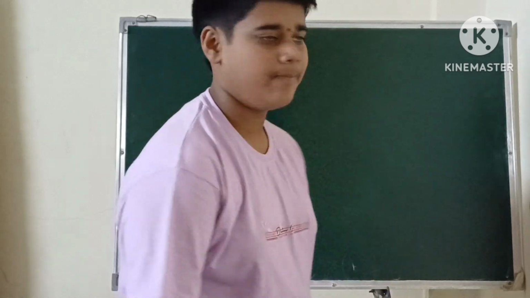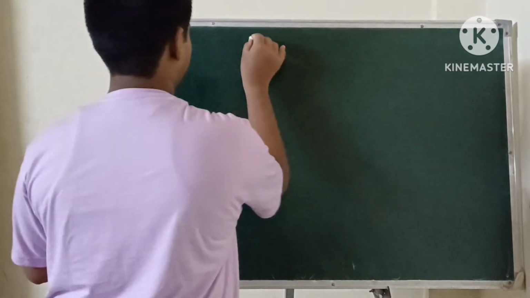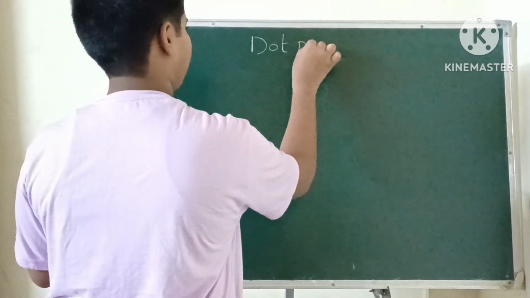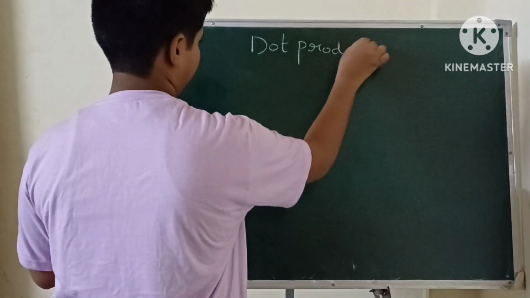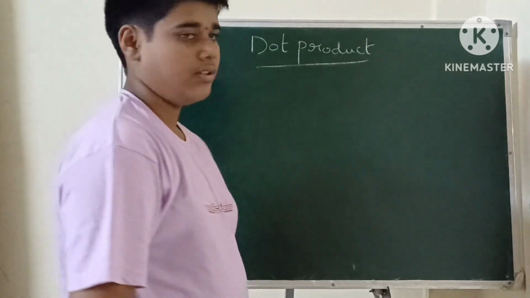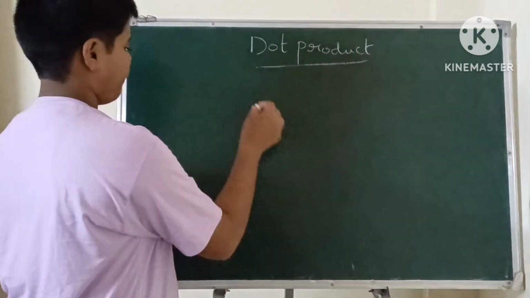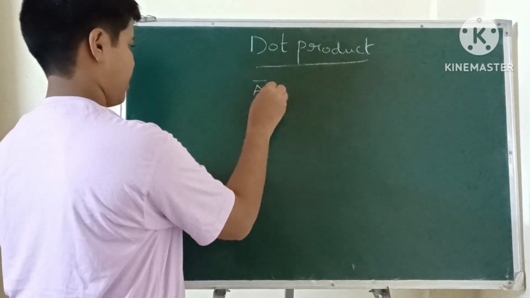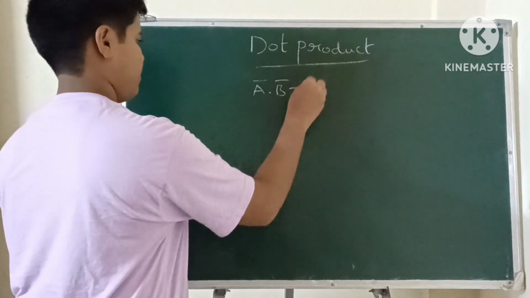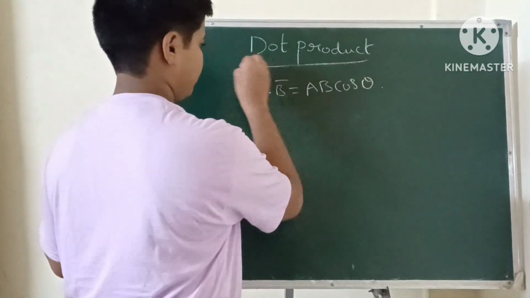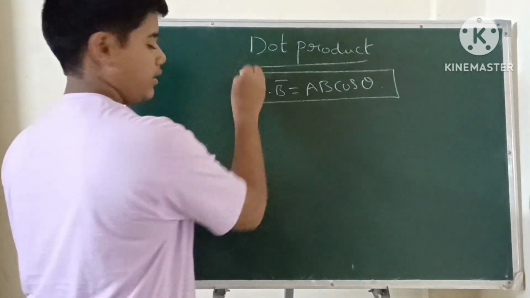I am Bala. Today I will explain some points about dot product. So in dot product, we already learned that A bar dot B bar means AB cos theta. This is the main point.